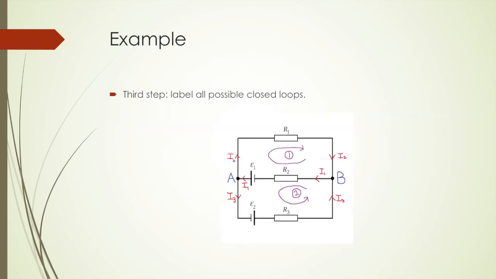The third thing is to label all possible closed loops. So in our diagram, we have 2 of them. On the upper half of the circuit, we draw our loop going clockwise and we label that as loop 1. And at the bottom half of the circuit, we draw our loop going counterclockwise. We label that as loop 2. What these loops mean is that this is how we will walk around this circuit. So we will walk around this circuit and see how current interacts with the resistors, or how current interacts with the power sources E1 and E2.